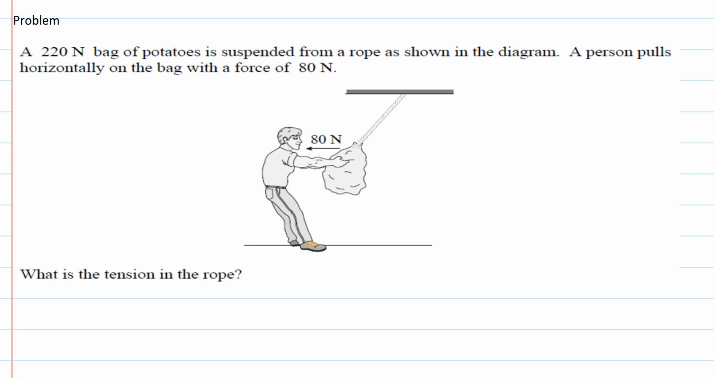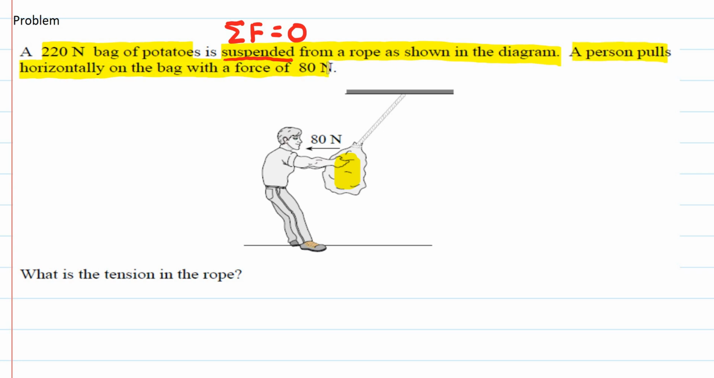Let's take a look at the next problem here, and for this next problem we have a 220 Newton bag of potatoes, and it is suspended from a rope as shown in the diagram below. Alright, so here are your potatoes, and since the potatoes are suspended, that generally means that the sum of the forces acting on that object is equal to 0, meaning it's not moving and it's in translational equilibrium. Then the question states that a person pulls horizontally on the bag with a force of 80 newtons, and we want to find the tension in the rope.